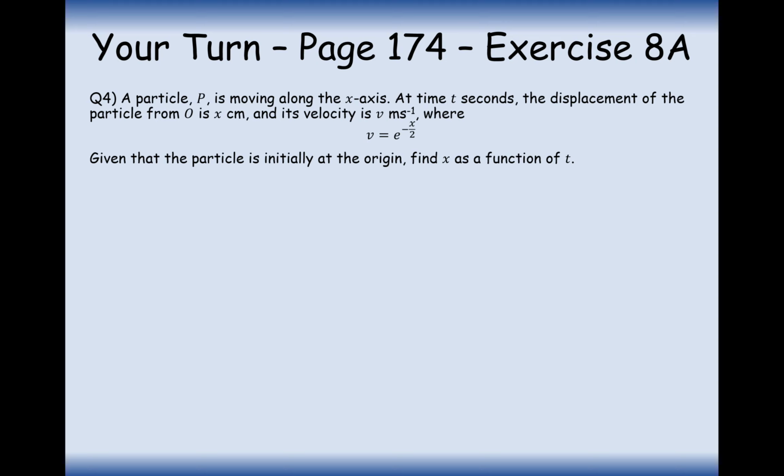A particle P is moving along the x-axis. At time t seconds, the displacement of the particle from O is x centimeters and its velocity is v meters per second, where v equals e to the minus x over 2. Given that the particle is initially at the origin, find x as a function of t.